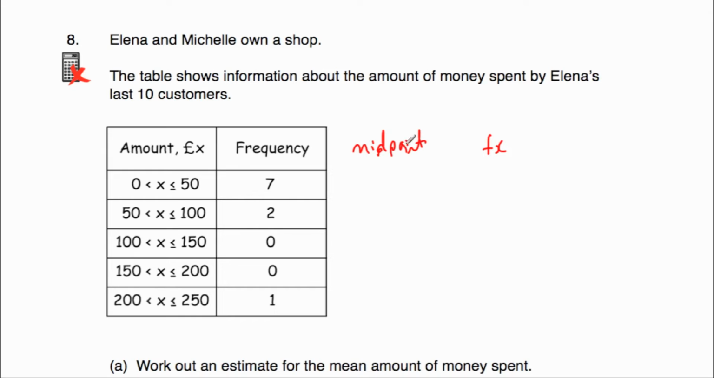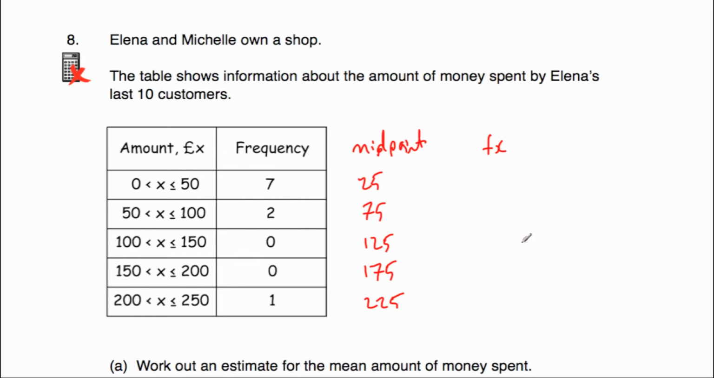Okay, so midpoint and FX. Let's find our midpoints. So that's going to be 25, then 75, 125, 175 and 225, and I've found those by just finding the midpoint of each of these categories. So the midpoint of 200 and 250 is 225 and so on.